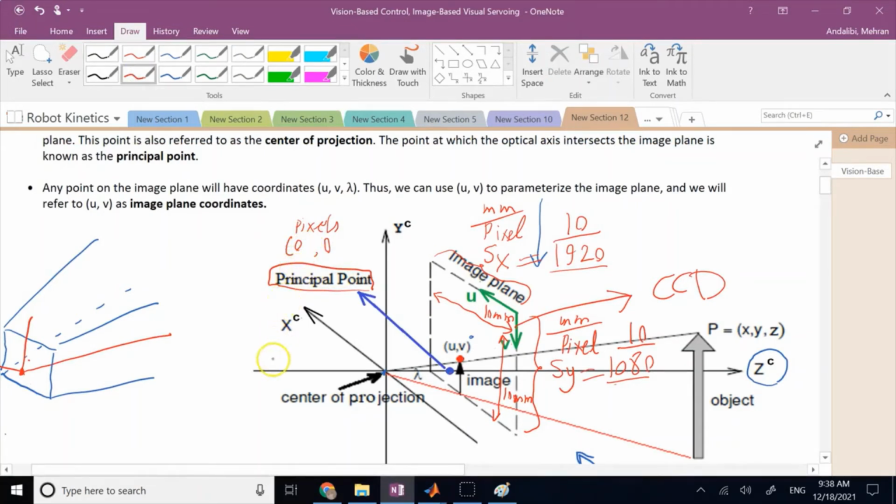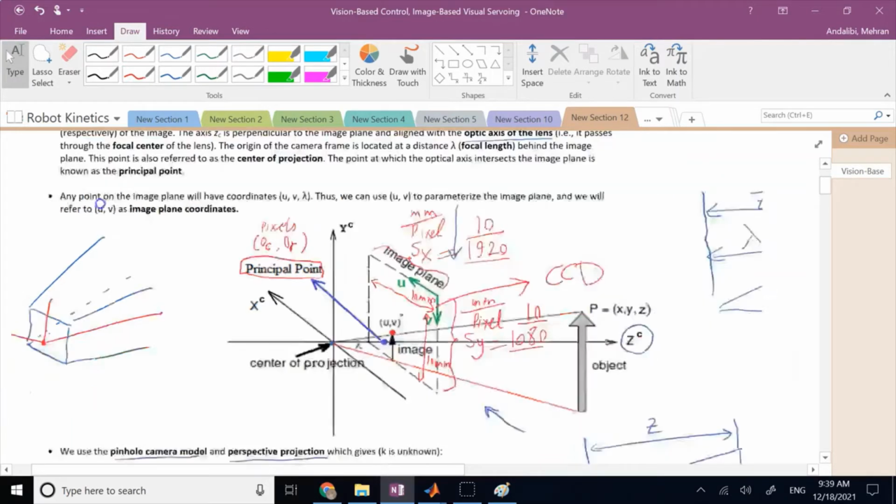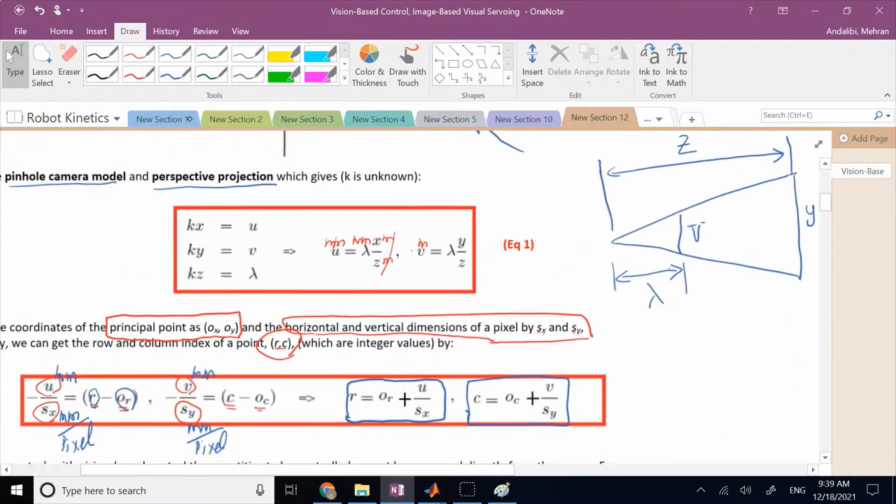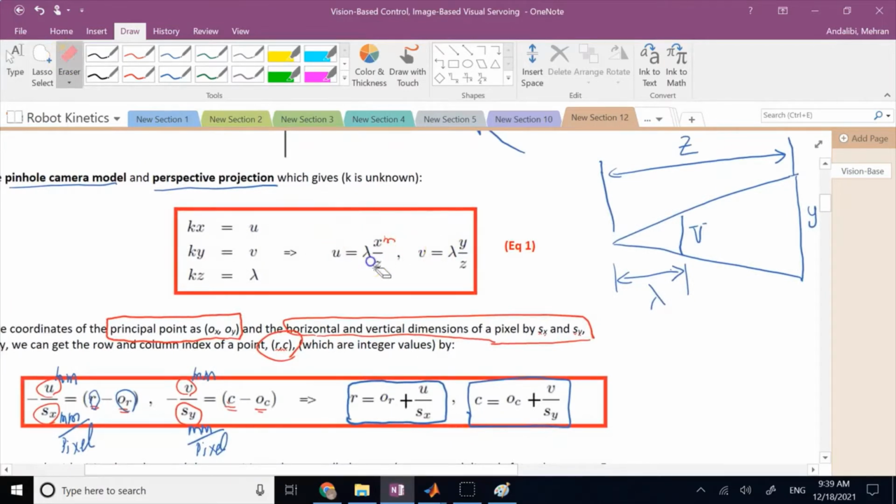Instead of X, we're going to have C. Instead of Y, we're going to have R. So this is going to be your principal point, okay? There we go. So now I have two sets of very important equations. One is this one, going from 3D world to 2D, and then going from 2D in units of mils to 2D in units of pixels, right?